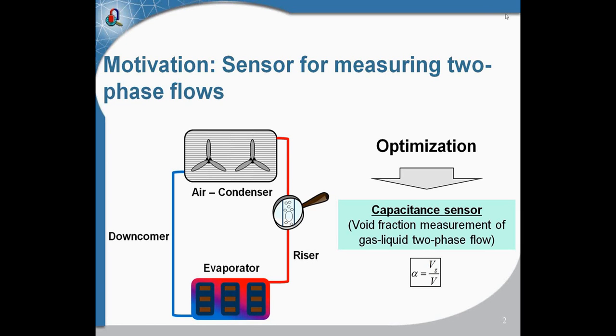And to briefly explain what the term void fraction in a tube means, it's basically defined here in the right box as alpha, and alpha is defined as the ratio of the volume occupied by the gas phase and the total volume of the tube.